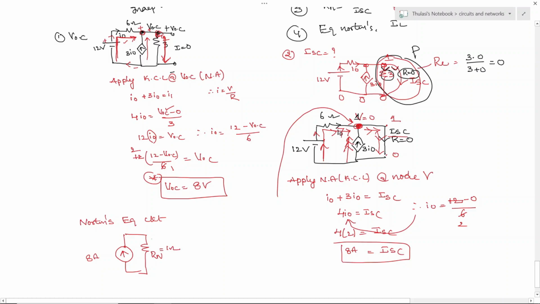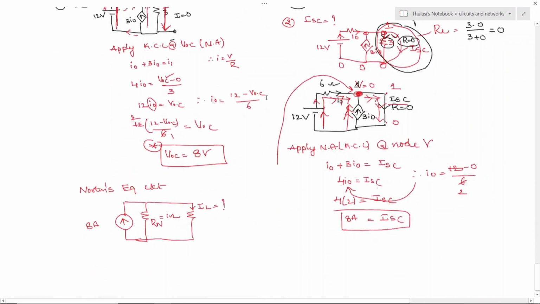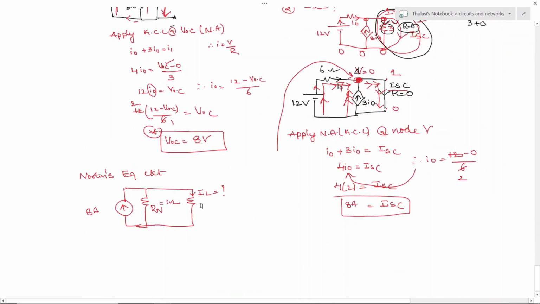1 ohm. And in the question itself, the load resistance is given. So this is the load resistor where IL we need to find out, where the given value of resistance is how much? 1 ohm. Okay. So this RL given is how much? 1 ohm. This RL is equal to 1 ohm.